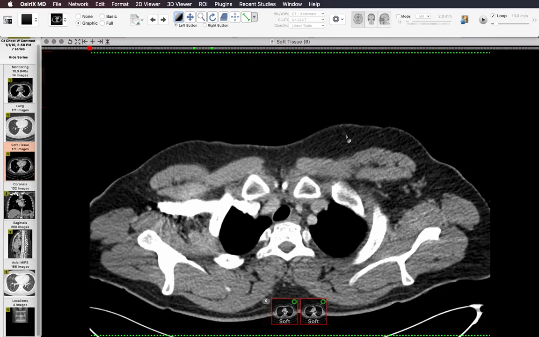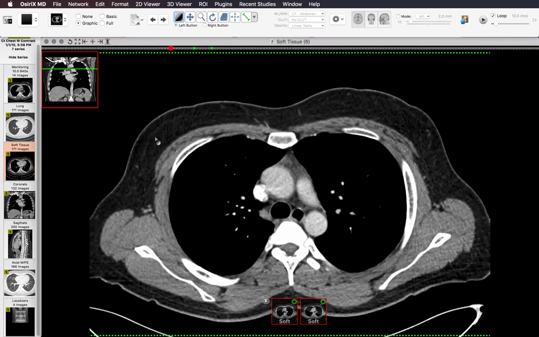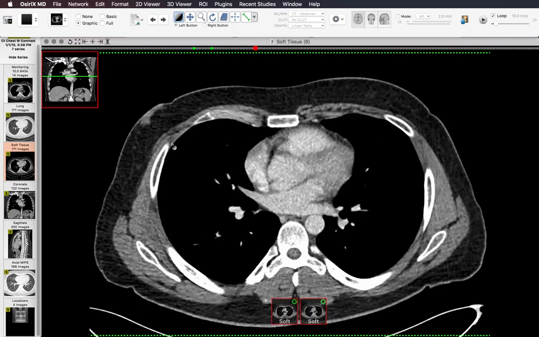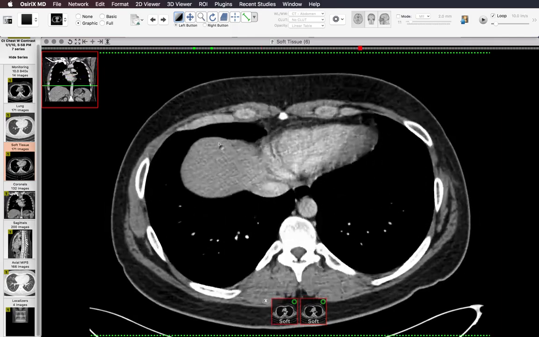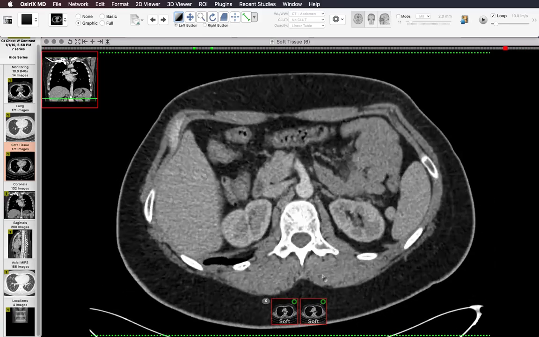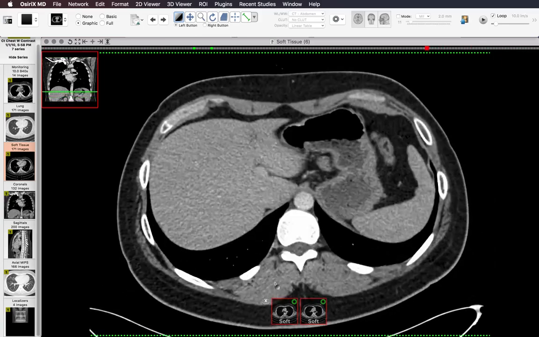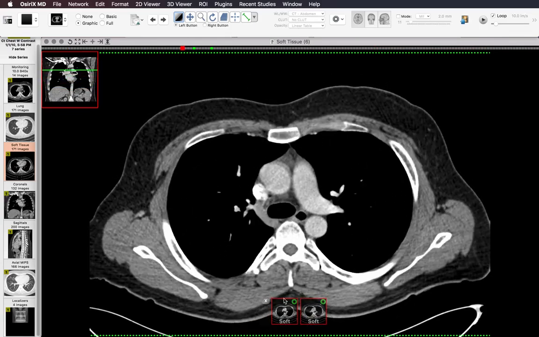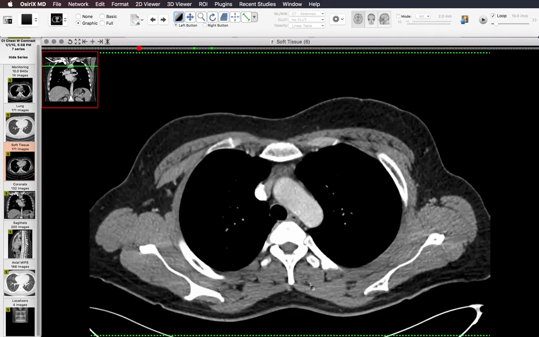Then I look at the anterior soft tissues, including the muscles and the subcutaneous fat. Now this is a male, but he has a little bit of gynecomastia bilaterally. And then I look at the posterior soft tissues, including the subcutaneous fat and the muscles.